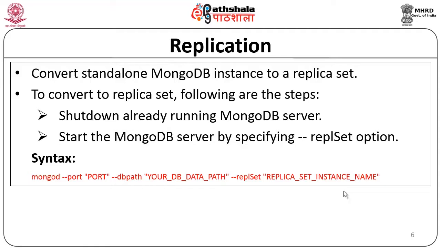Suppose you want to convert to a replica set, the following steps need to be followed. There are 2 phases. The first phase is to shut down the already running MongoDB servers. The second step is to start the MongoDB server by specifying the replica set option. The general syntax for doing this replication is mongod, the port number, then the database path and the replica set instance name. If these parameters are provided, then replication can be done.